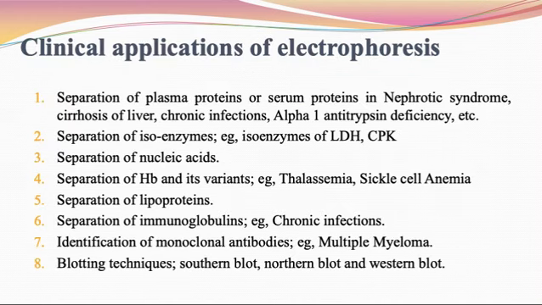Next, coming to the clinical applications of electrophoresis. Electrophoresis is mainly used for separation of plasma proteins or serum proteins in nephrotic syndrome, cirrhosis of liver, chronic infections, alpha-1 antitrypsin deficiency, etc., and separation of isoenzymes such as lactate dehydrogenase and phosphocreatine kinase.